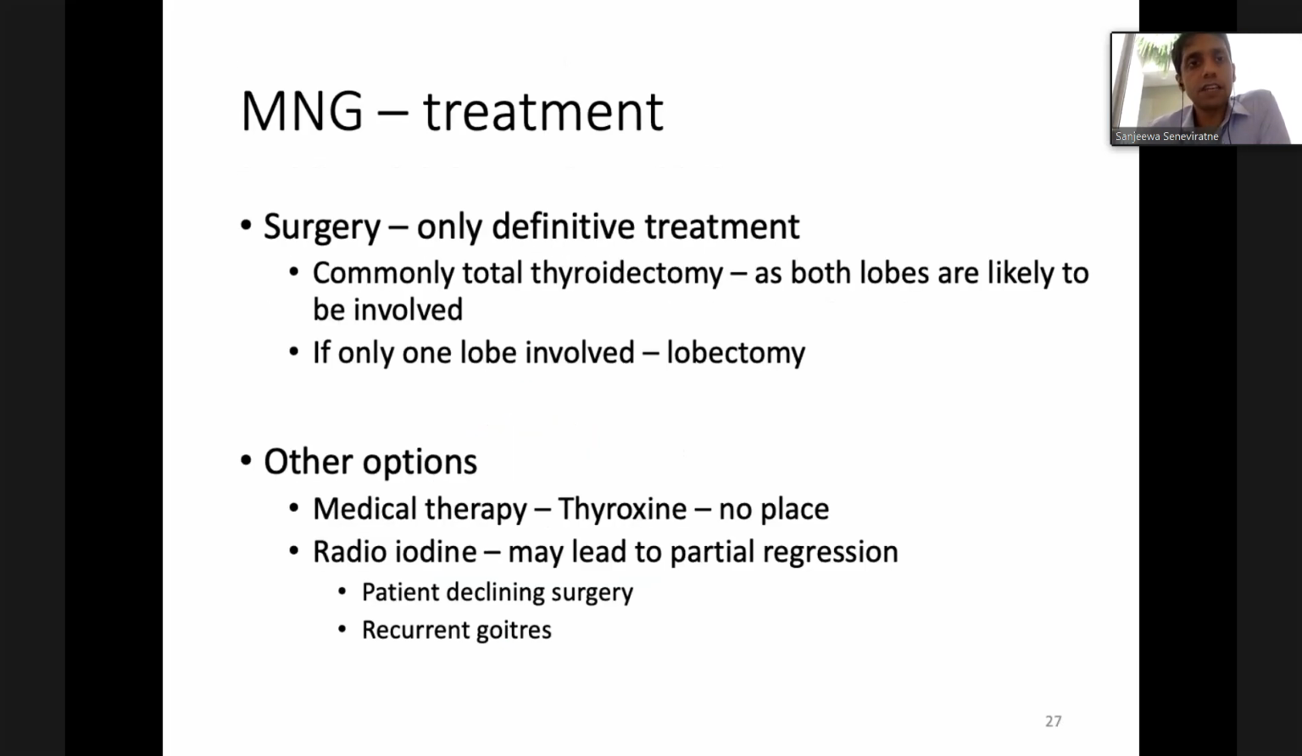Okay, so that's about multinodular goiters. How they present, the reason, the pathophysiology, the complications they develop, and the indications of surgery. Surgery is the definitive intervention. Any questions about multinodular goiters?